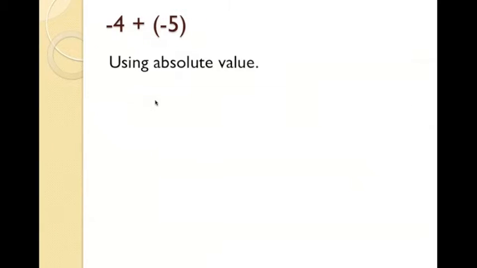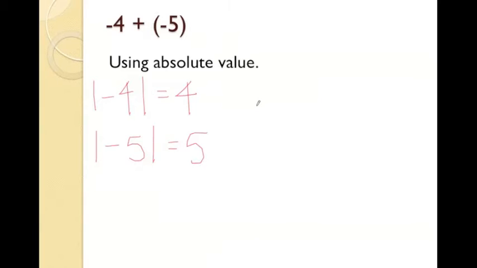Now, we're going to do something different here, and we're going to actually use absolute value to show how to add these negative numbers. When you use absolute value, you just find the absolute values first. So the first thing I'm going to do is say, okay, the absolute value of negative 4 is 4. If you remember, we did this when we talked about the definition of absolute value. And the absolute value of negative 5 is 5. Remember, absolute value is just the distance from 0.